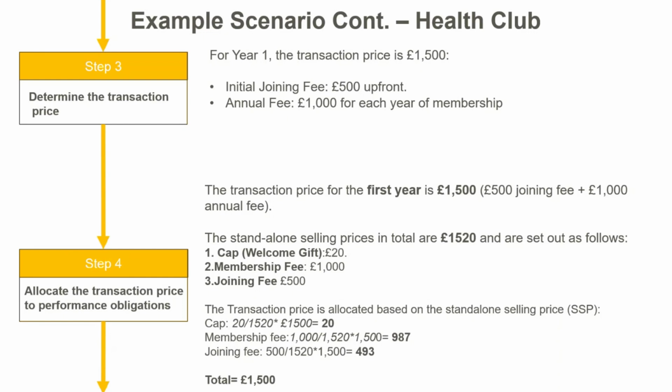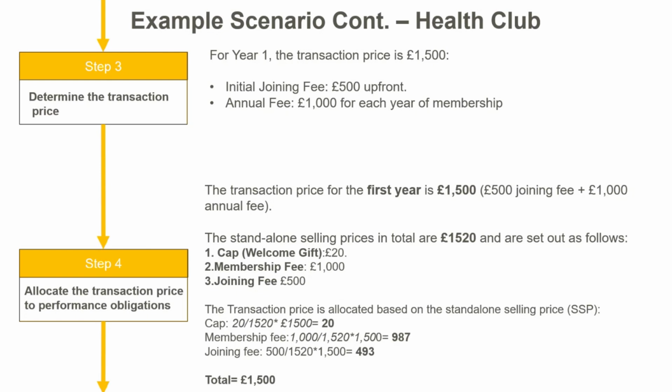Then we get to step 4, which is allocating the transaction price to the performance obligations. So this is where you have to find out what your standalone selling prices are for each of your separate performance obligations. So you have a cap, which has a standalone selling price of £20, the membership fee is £1,000, and the joining fee is £500. So the standalone selling prices in total are £1,520, whereas the transaction price is £1,500.